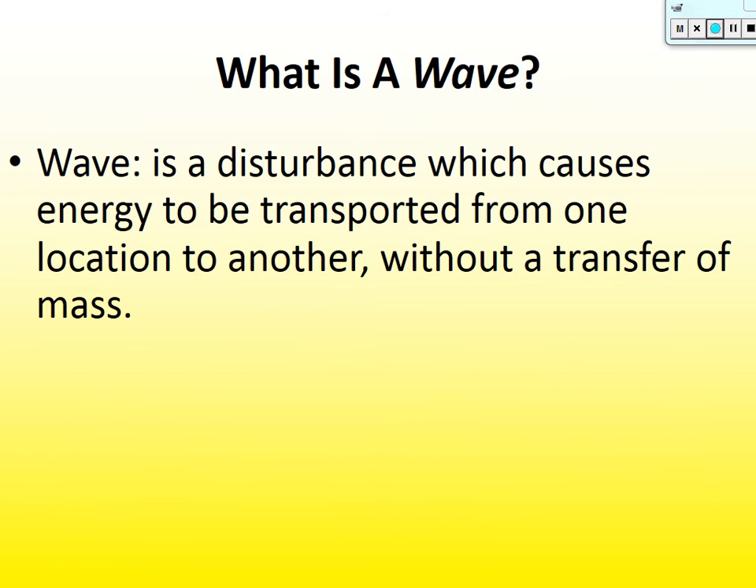So first of all, what is a wave? You're supposed to write down the definition. A wave is a disturbance which causes energy to be transported from one location to another without the transfer of mass. So I'm going to underline a couple of things that I want you to remember. A wave is a disturbance. It causes energy to be transported from one location to another. But the cool thing about waves is that we're transferring energy, but we're not transferring mass.